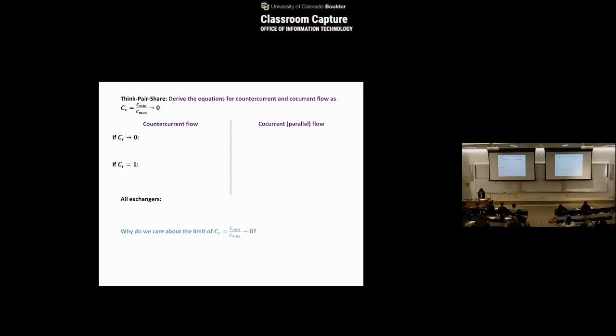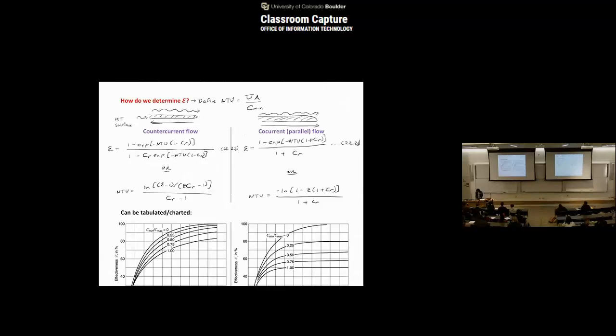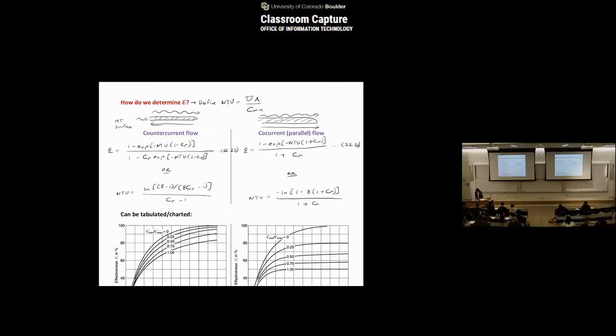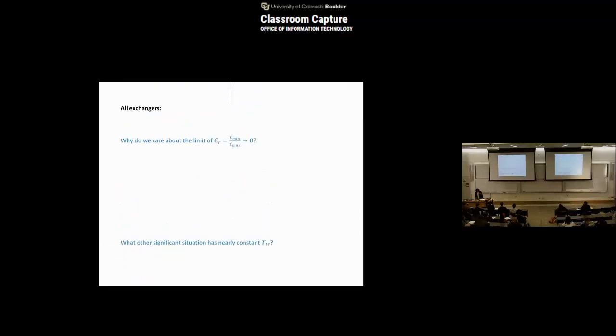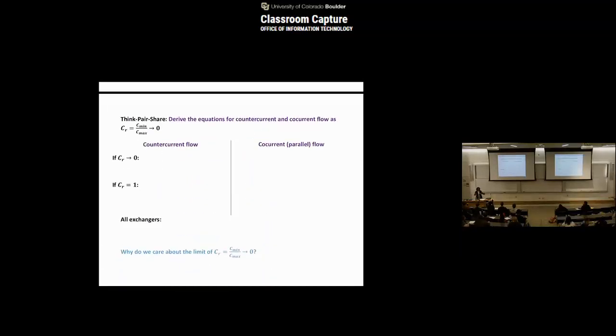Okay, so now it's time for a think, pair, share. I want you to take the equations we just discussed, and there are two limits we're going to consider. One of them you're going to handle, and one of them I am. Take 5 minutes or so and try to derive what the equations become in the limit as C_R goes to 0. Then I'll take care of the case where C_R is equal to 1. I want you to do this for both types of exchangers, countercurrent and co-current flow.